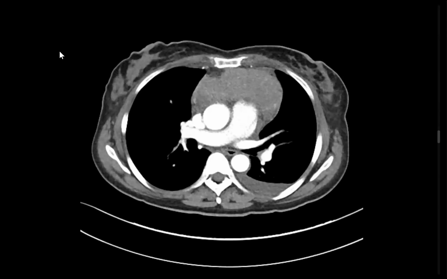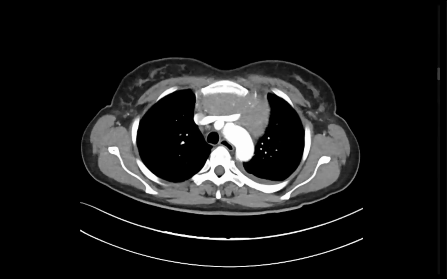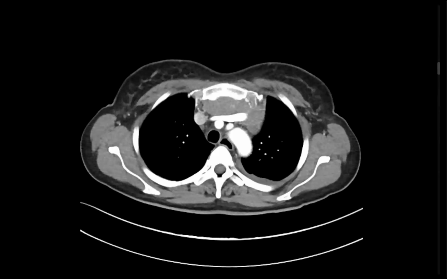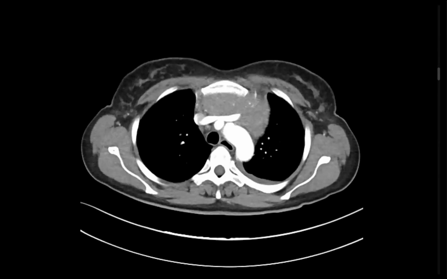Okay, you can scroll. Request control. So this is a contrast-enhanced CT chest, axial cuts. It confirms the presence of an anterior mediastinal mass.